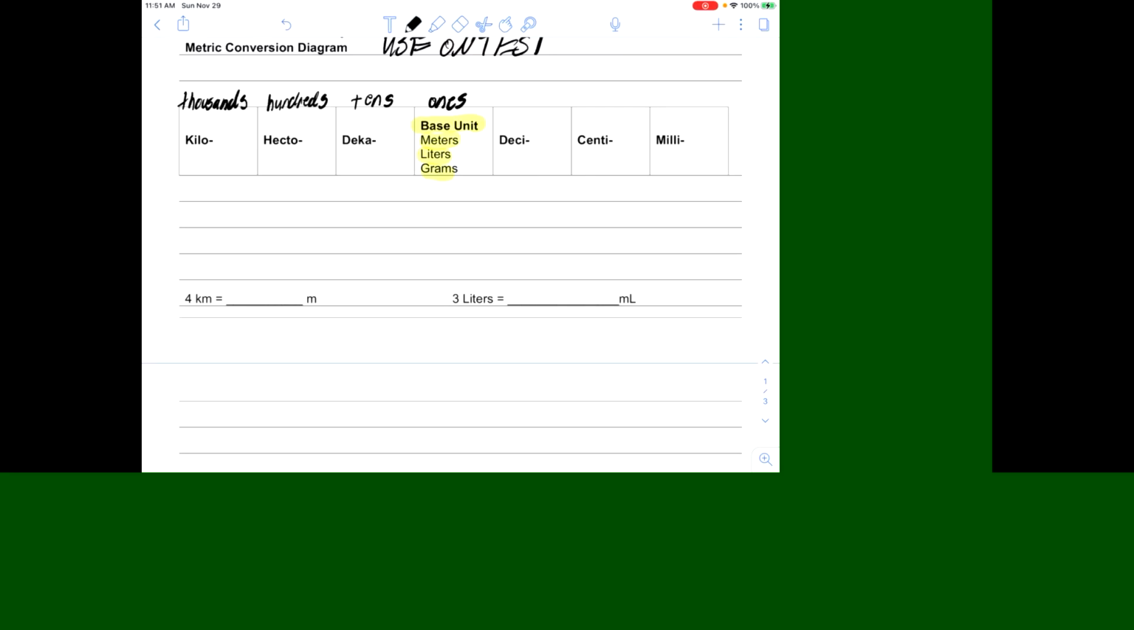Deci then is going the other direction. 1 decimeter is a tenth of a meter. 1 centimeter is a hundredth of a meter. And 1 millimeter is a thousandth of a meter. It's very, very simply just place value. And what that means is that we can use the number 10.